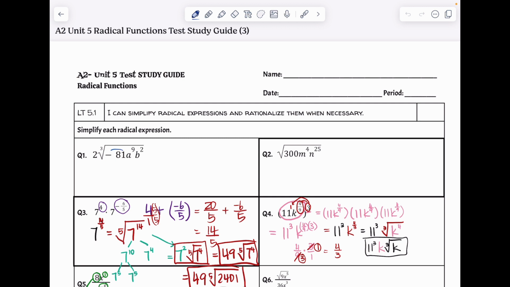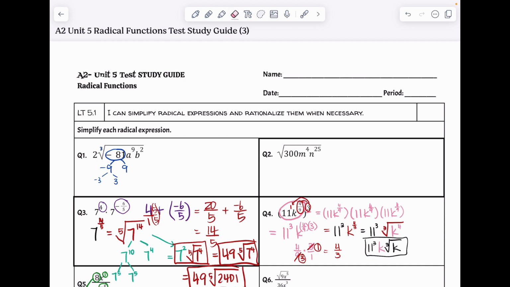All right, so we have negative 81 inside the cube root. We need to find 3 of a kind, 3 of the same identical base that we can multiply to get negative 81. So it looks like 81 can be broken down by 9 times 9. But because it's negative, I'm going to make one of those negative and the other positive. In order for me to have one negative 9, I need to have one negative 3 and one positive 3.